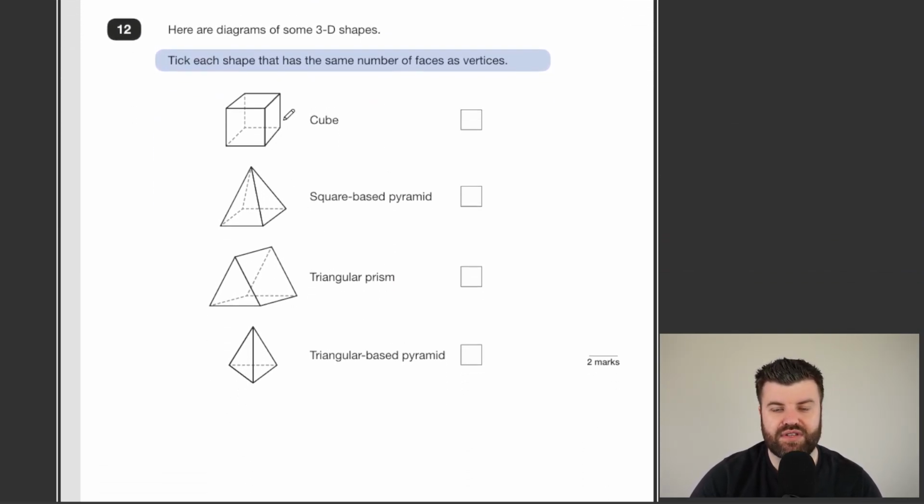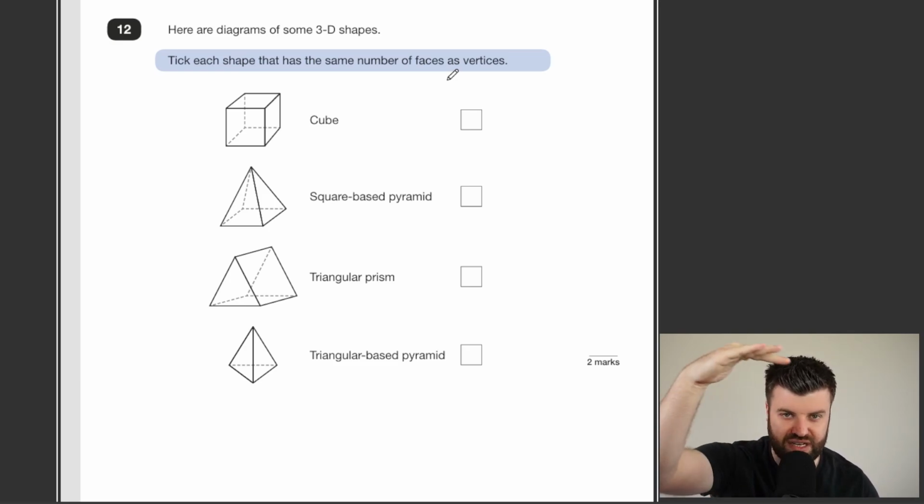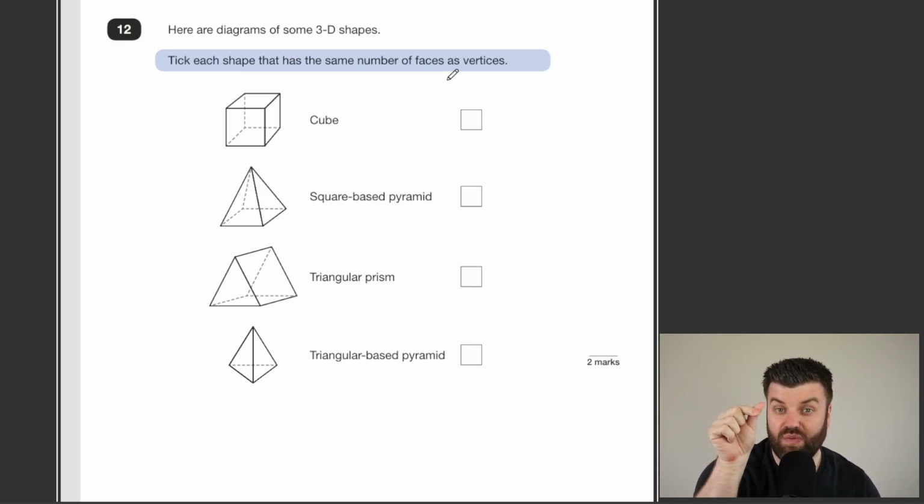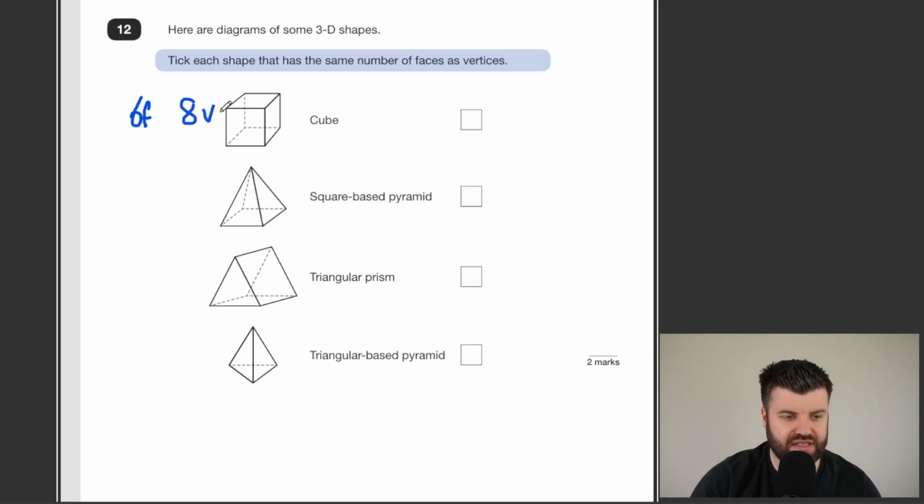Here are diagrams of some 3D shapes. Tick each shape that has the same number of faces as vertices. Faces are the flat 2D shapes that make up the 3D shape, and the vertices are what we would call colloquially the corners where the edges meet. So a cube has 6 faces and it has 8 vertices. They do not match up. We can see here, look, 1, 2, 3, 4, and then 4 more at the bottom. And like on a dice, it has 6 sides. We know it has 6 faces.